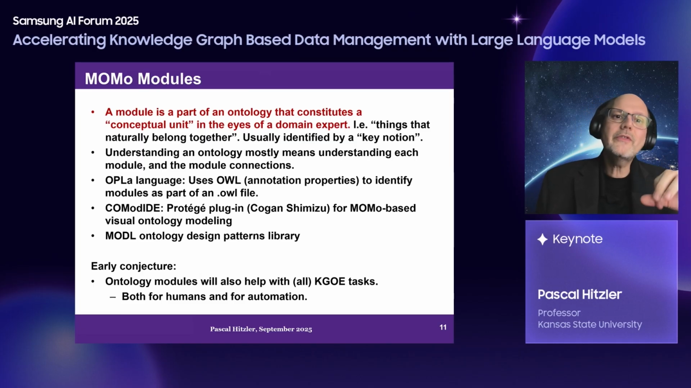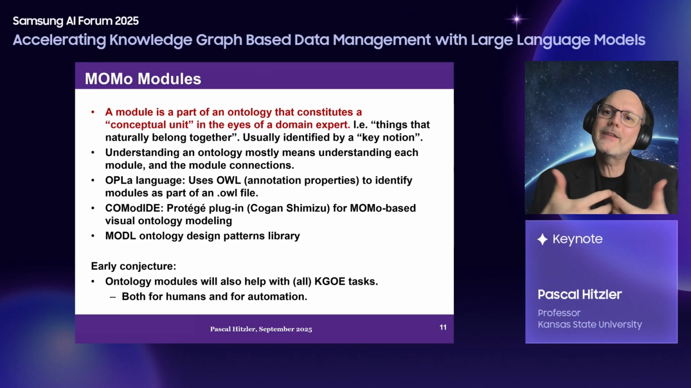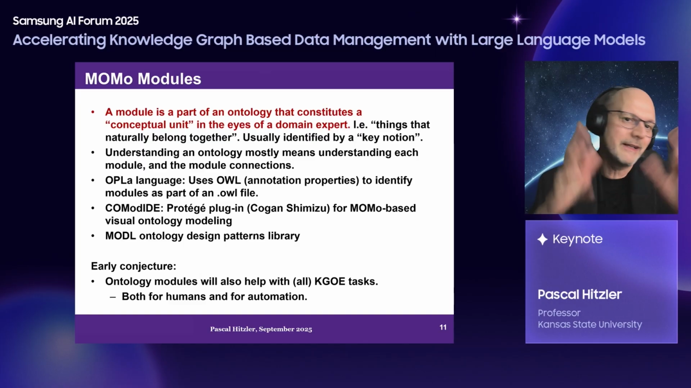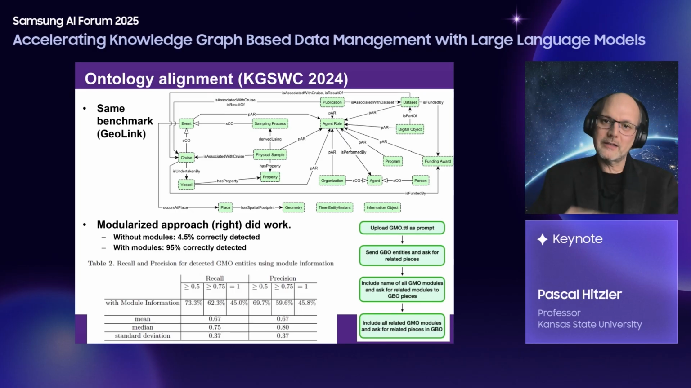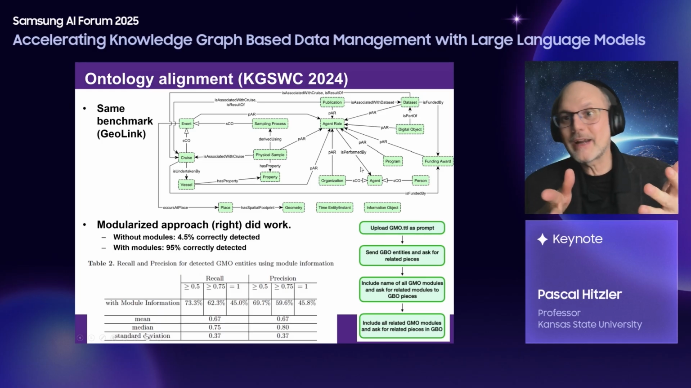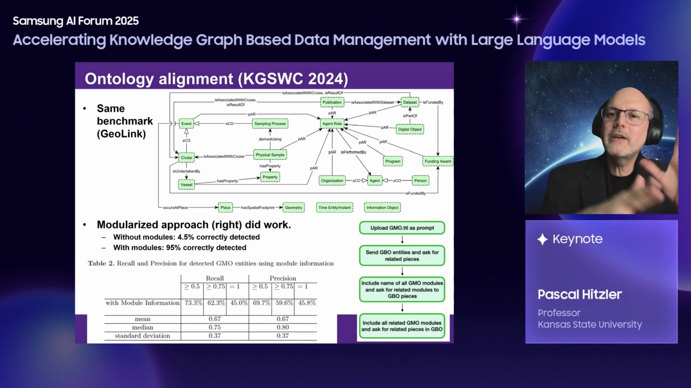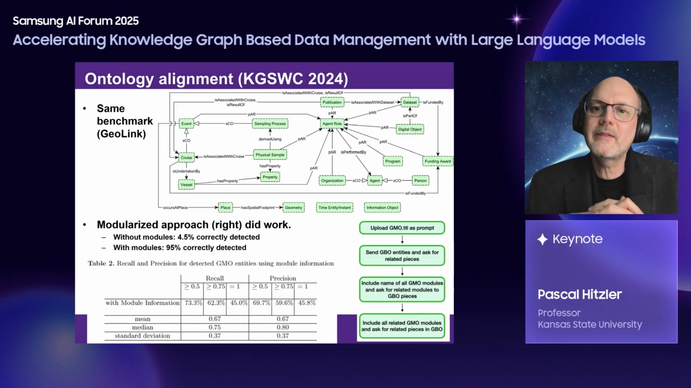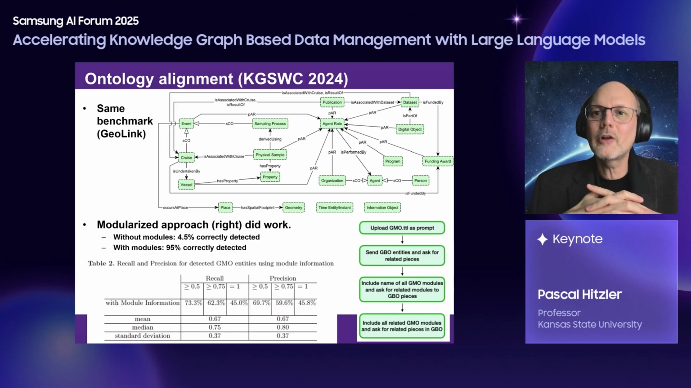So a module is a part of an ontology that constitutes a conceptual unit in the eyes of a domain expert, like a trajectory, for example. And there are tools to deal with them, etc. Now back to our benchmark, the GeoLink benchmark. What you see here in the upper part is a diagram, and this is not a diagram of the ontology now. Each of these nodes here is actually a module, and what is shown here are primary relationships between these modules. So we have about 20 modules or so, or 18 in this ontology.